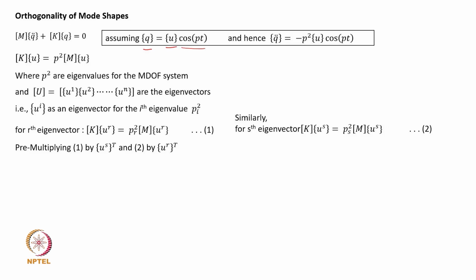Now, if you solve this as an eigenvalue problem, the eigenvectors are given by u1, u2, and if it is an n degree of freedom system, you will have n eigenvalues, which are the squared natural frequencies, and n eigenvectors, which are arranged as column vectors in the overall eigenvector matrix. So then ui becomes the ith eigenvector, and that corresponds to the ith eigenvalue pi.